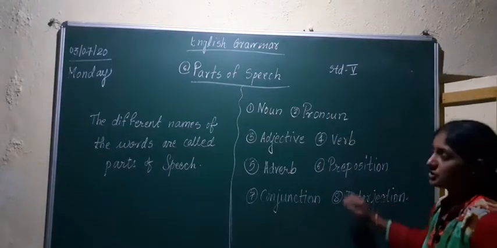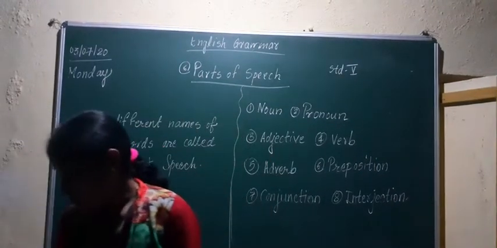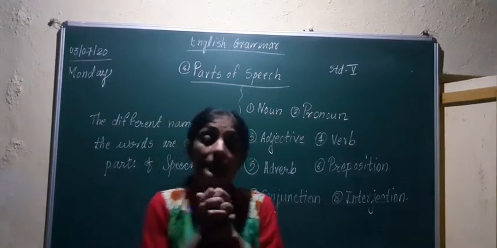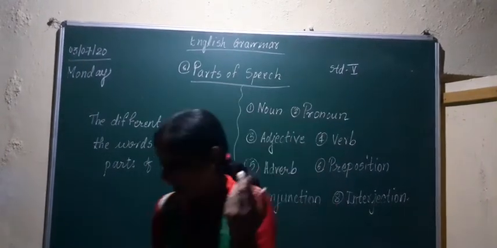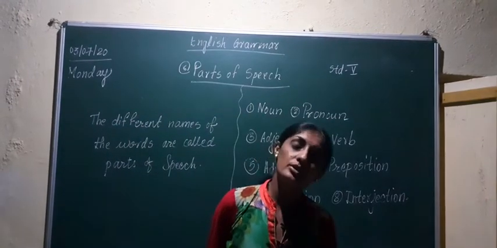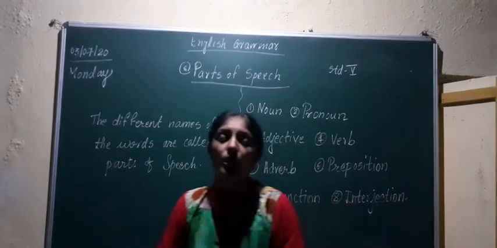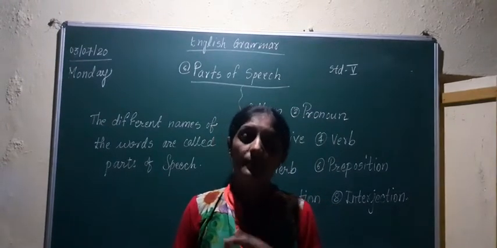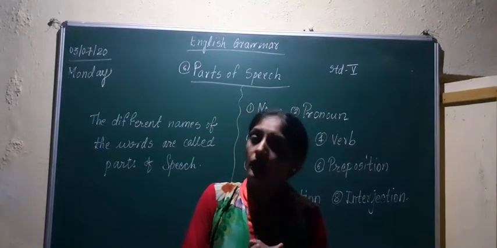Next one is preposition. Now what is a preposition? Prepositions are those words or a word which shows the relationship between nouns or pronouns. The words which show relationship between nouns and pronouns are called prepositions. Which words are prepositions? Upside, downside, under, beneath, below. Such words are known as prepositions. Understood? It tells the close relationship between nouns or pronouns.